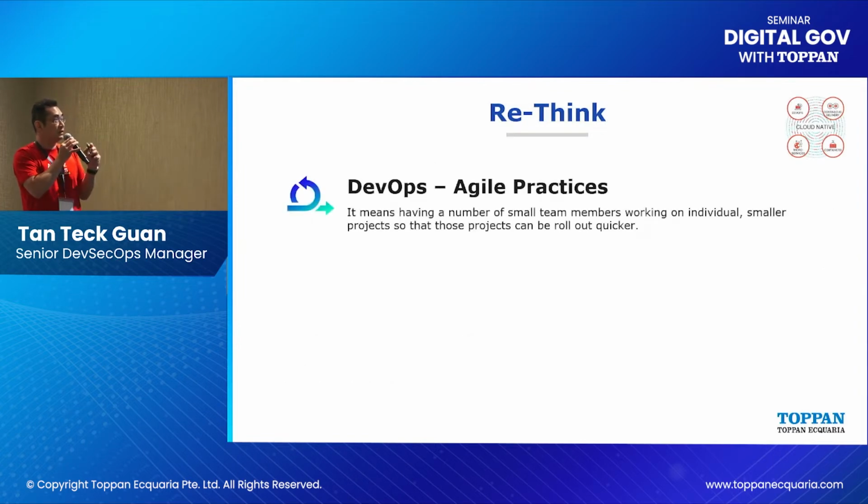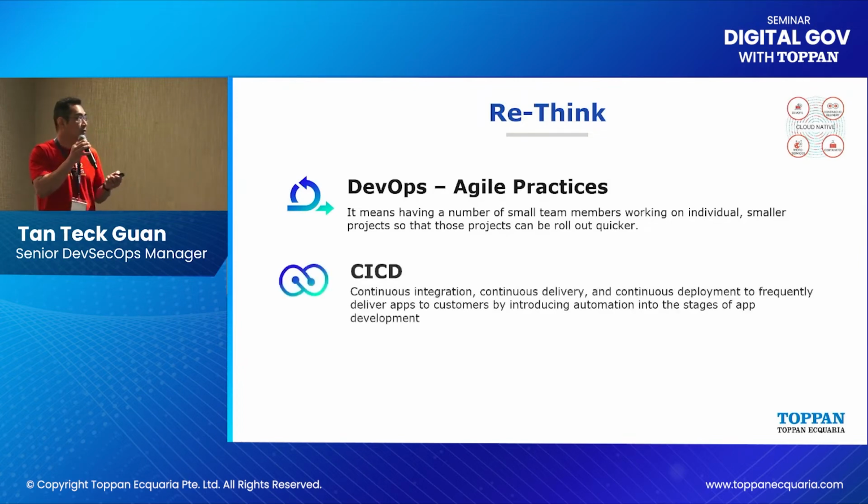Like I mentioned, with agile practices, you have a small team working on an individual project, then your project can roll out further. As your project rolls out further, your application team can deliver your services, and you should make use of CI/CD to quickly deliver and deploy frequently to your system.